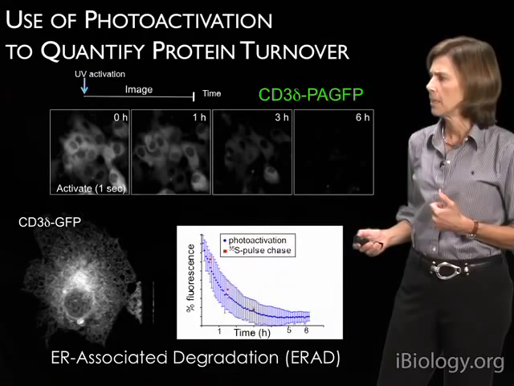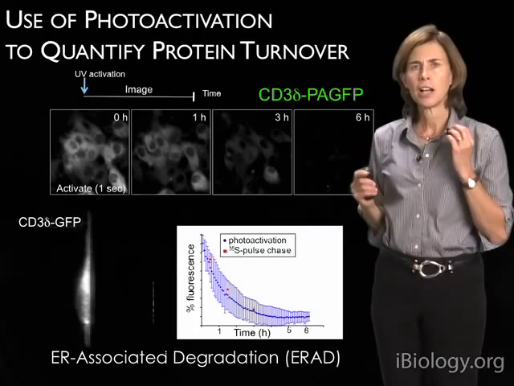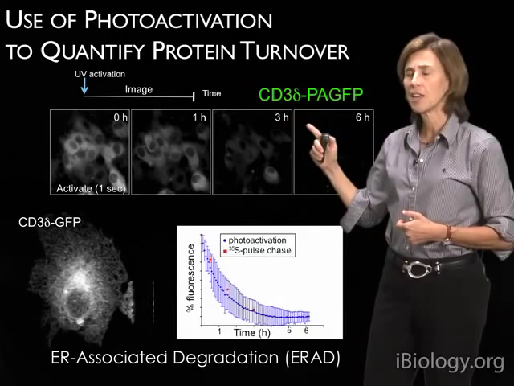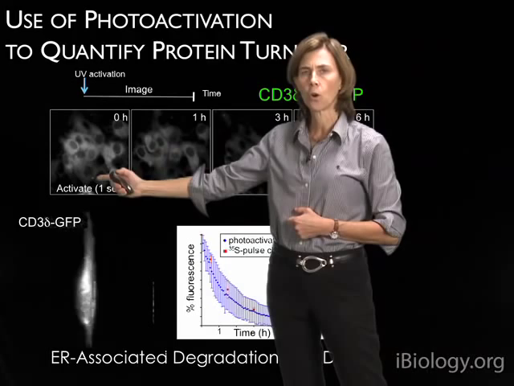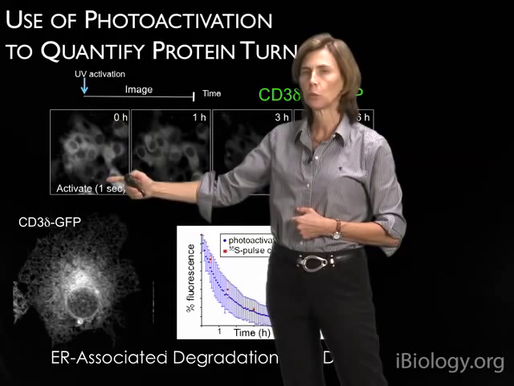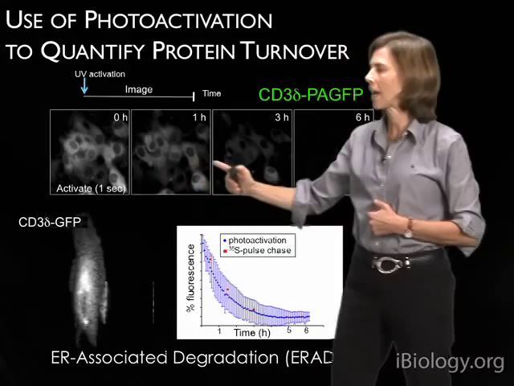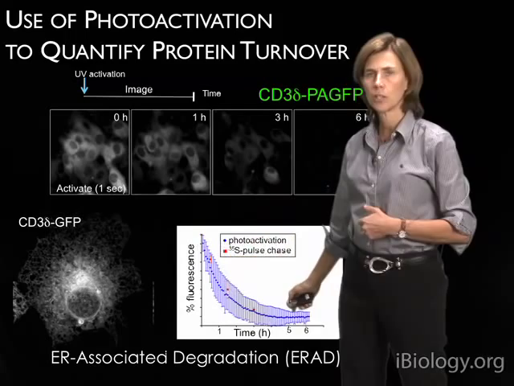Now, one final application of photoactivation that is extremely valuable is use in quantifying protein turnover. This is a molecule, CD3 delta, that has been modified with a photoactivatable GFP and expressed within the ER of cells. This is 1 second after photoactivation, where all those molecules have been switched on. And because these molecules can't exit the ER and instead undergo degradation, it's possible to track this degradation in time and in effect quantify it, as shown here in this graph.